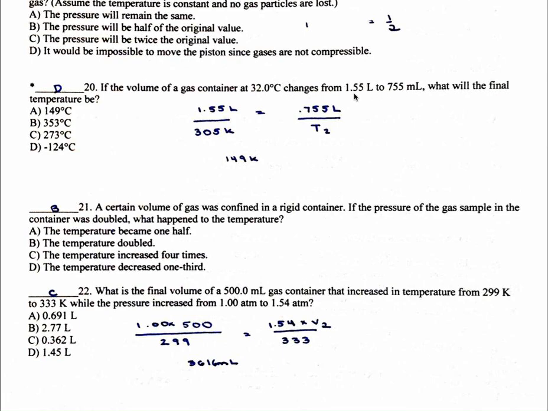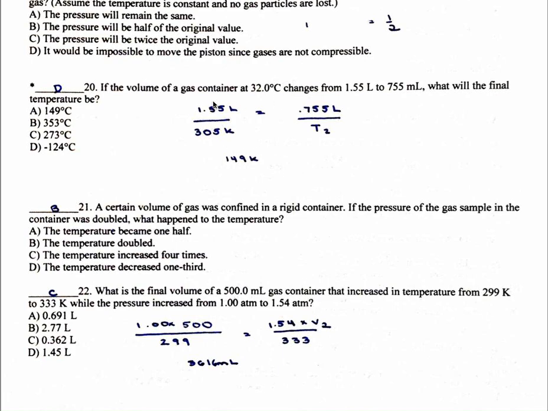My volumes are not in the same units. So what I did was I made both of them into liters. I kept 1.55 liters and I converted milliliters into liters. Remember, if you can't do this in your head, crisscross swoosh, 1,000 mils on bottom, 1 liter up top. So you end up just dividing by 1,000.